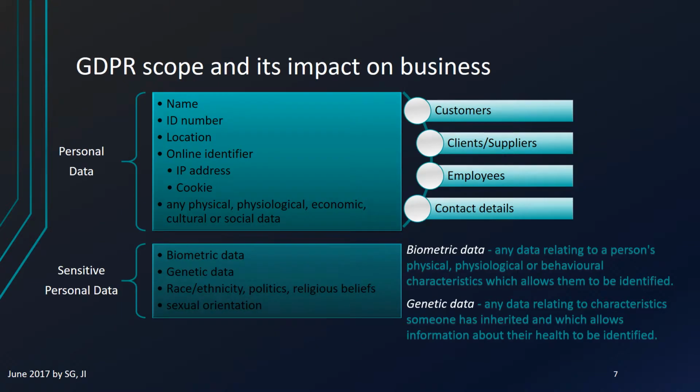Let's take a look at the GDPR scope and the impact that it can have on your business. So it's most likely that all businesses hold personal data, and in some cases sensitive personal data, on all of their customers, clients, suppliers, employees, contact details, for example, any potential customers or mailing lists that you have. All of these would fall under the GDPR scope, and all of these would need to be considered for the GDPR regulation.